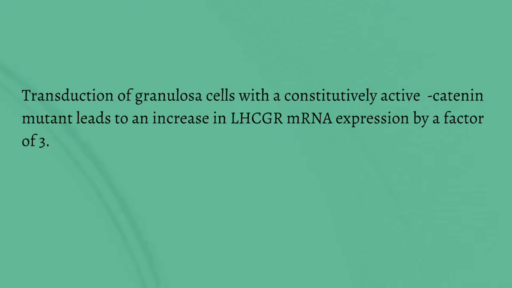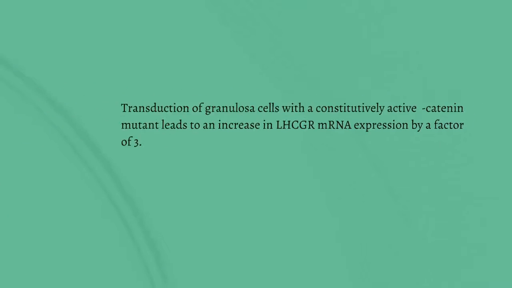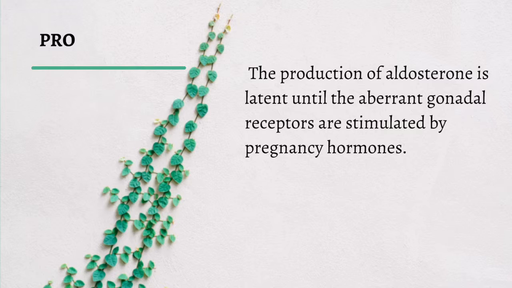Transduction of granulosa cells with a constitutively active catenin mutation leads to an increase in LHCGR mRNA expression by a factor of 3. Pro. The production of aldosterone is latent until the aberrant gonadal receptors are stimulated by the pregnancy hormones.